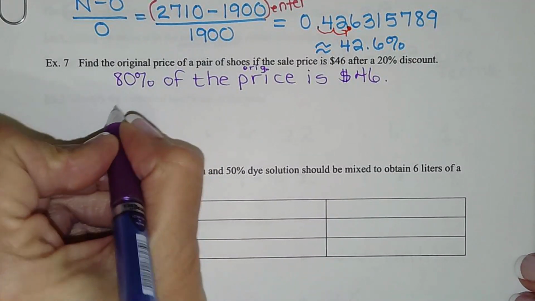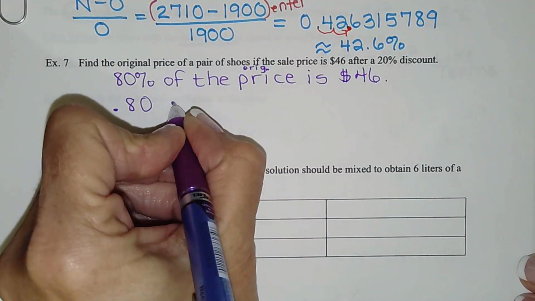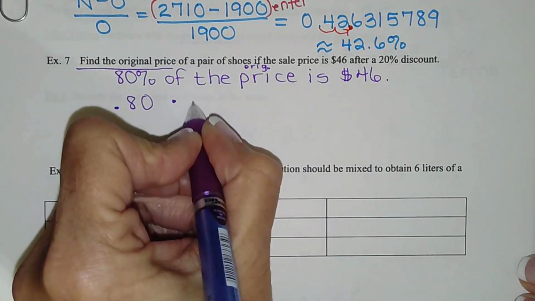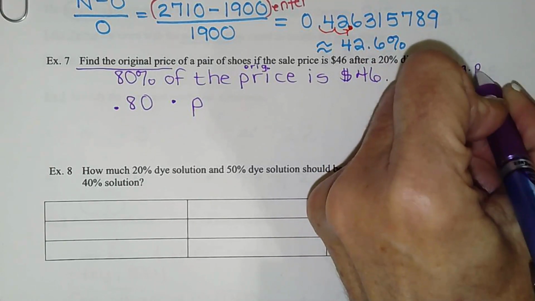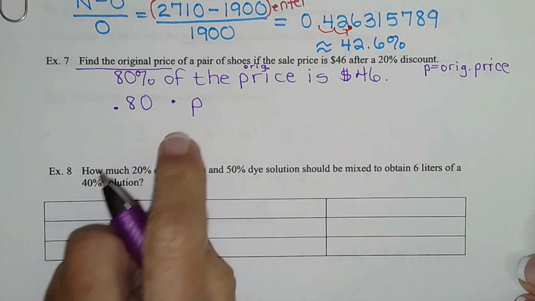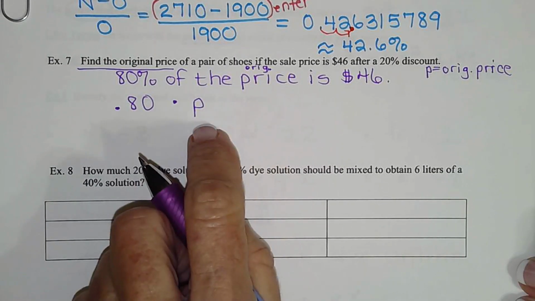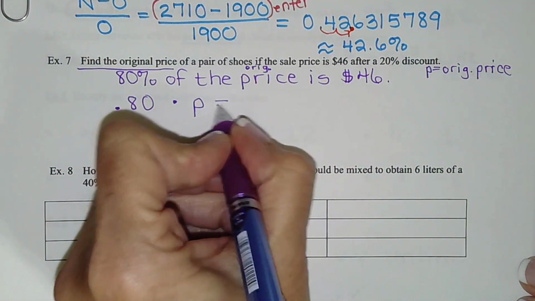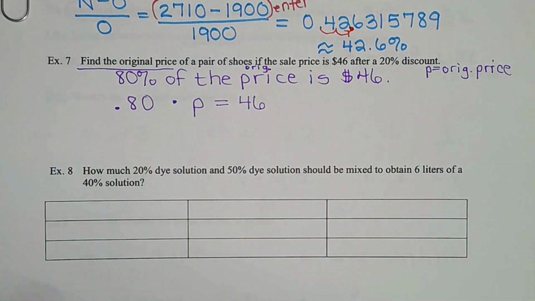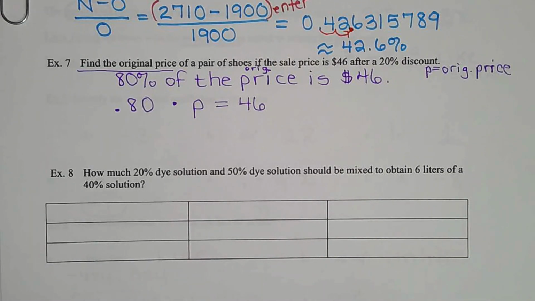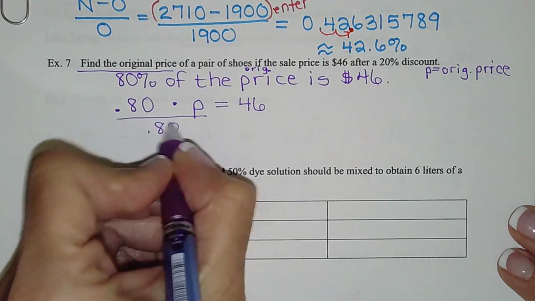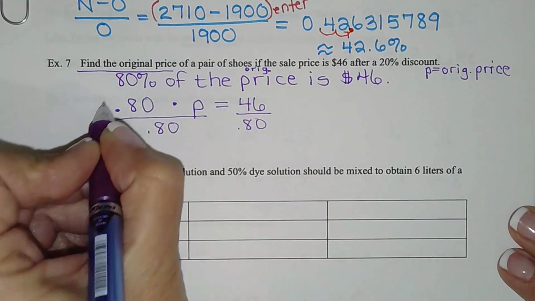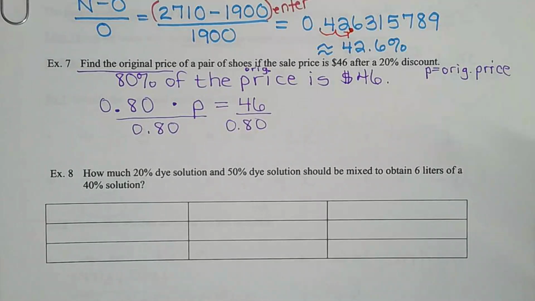So you would do 0.80 of, it says find the original price. So let's just write over here, P equals original price, just so we know what P is when we find it. So 80% of the original price equals $46. And then it's a one-step problem. P alone, divide both sides by 0.80, and it really should be 0.80, but when I'm solving equations, I usually don't put it in, but when I write the answer, I do.